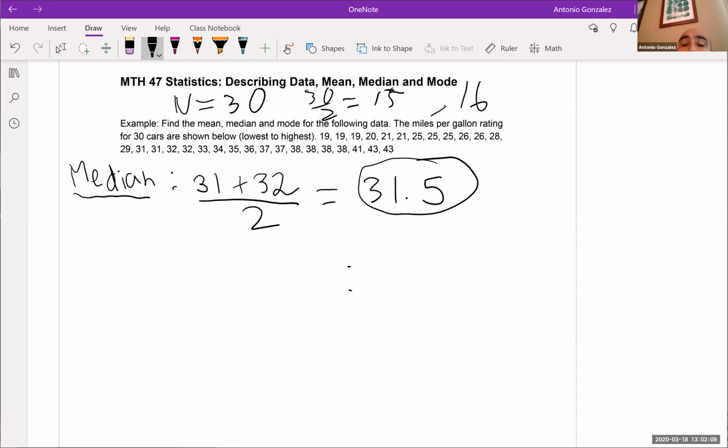But again, this only works because this is in order. If it was not ordered, then I would put it in order. So I looked here and then I just started counting from the beginning: 1, 2, 3, 4, 5, 6, 7, 8, 9, 10, 11, 12, 13, 14, 15, 16.